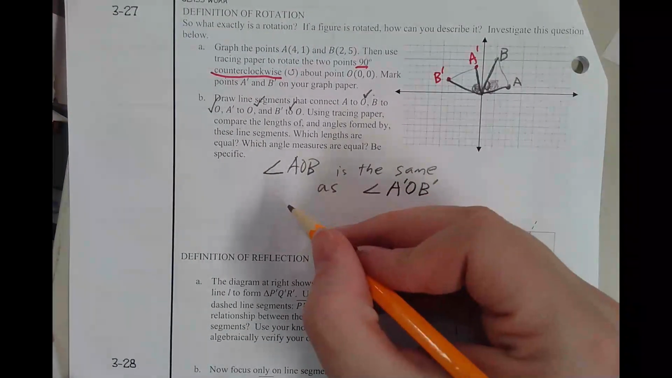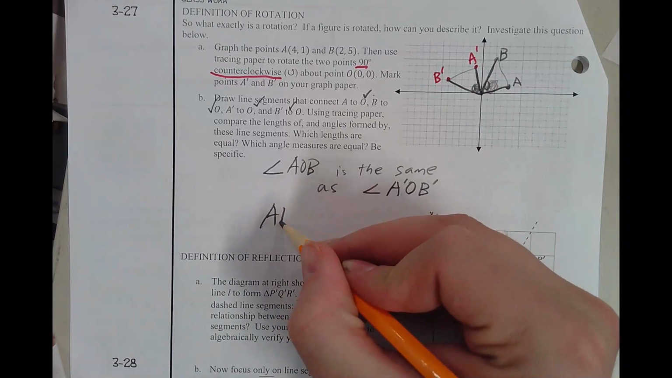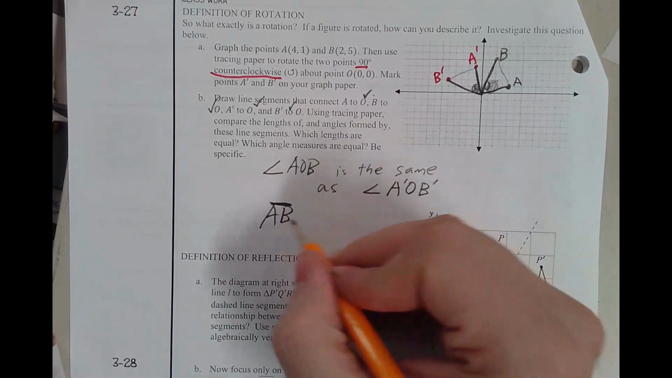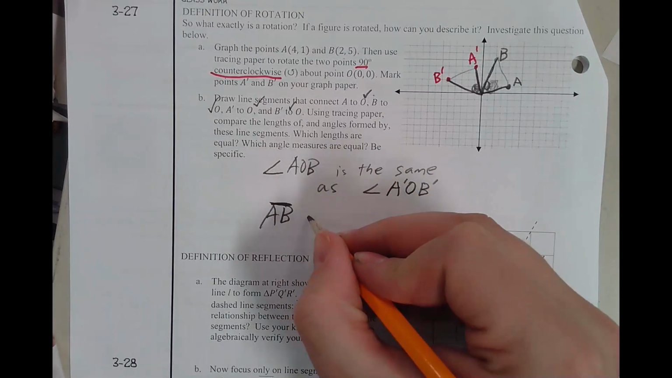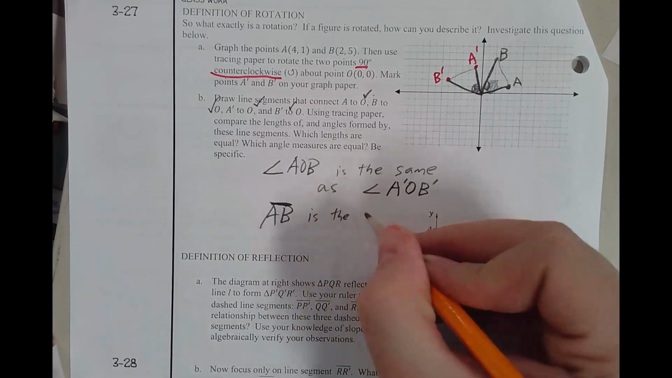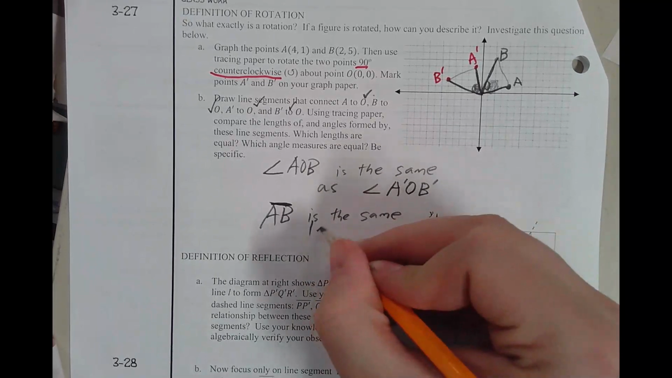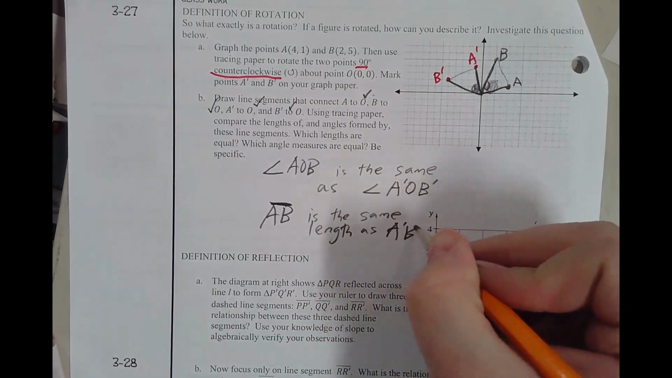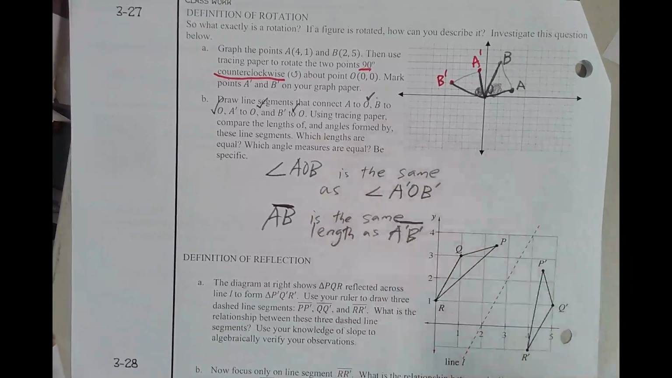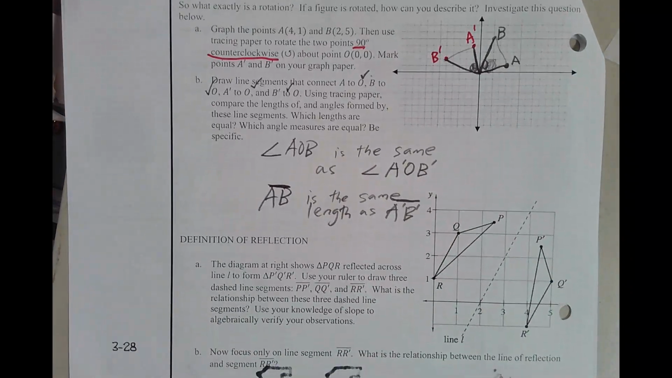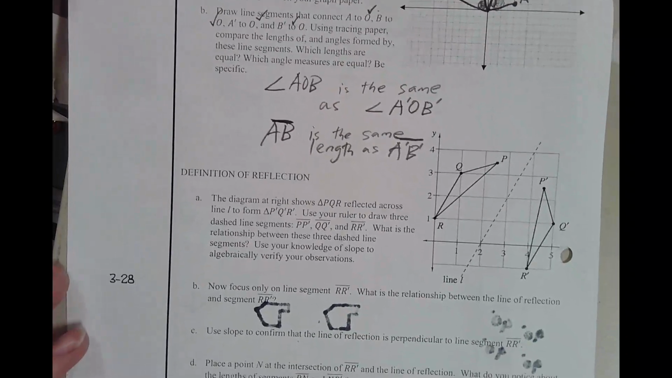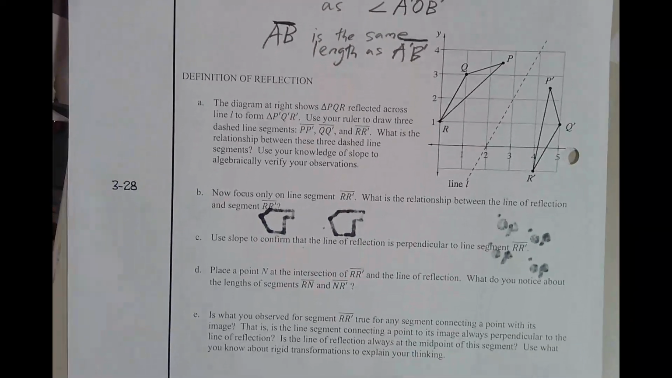So another one was AB. Line segment AB is the same length as A prime B prime with a bar on top. Just some practice with some things that are quite important for later. All right, let's move on to problem number 328.